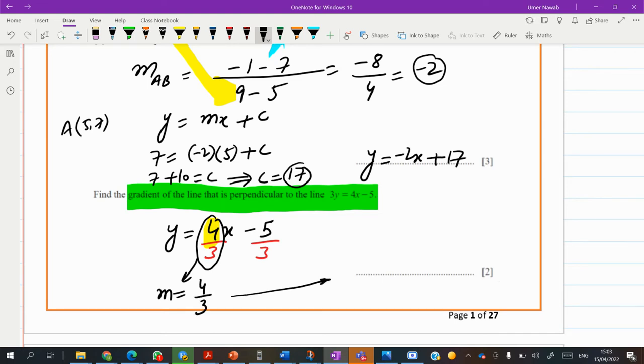Just as in the previous case, I told you, if you want to write the gradient of a perpendicular line, you need to do two things. The negative reciprocal. So it has a plus sign, I write a minus sign. And the reciprocal of 4 over 3 is 3 over 4. That's the answer. So I can say that this is the gradient of a line which is perpendicular to this given line.